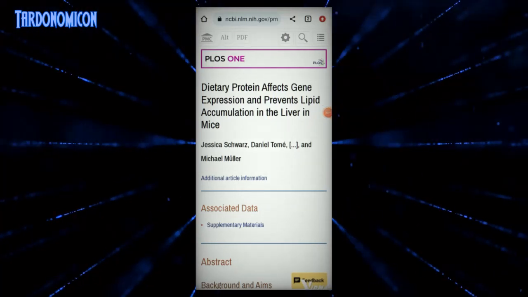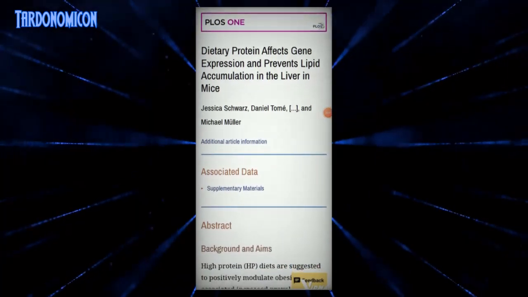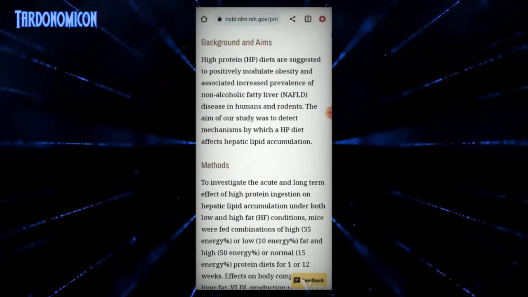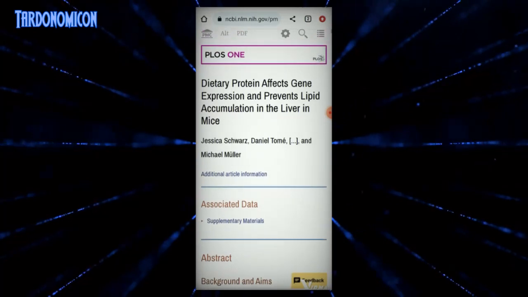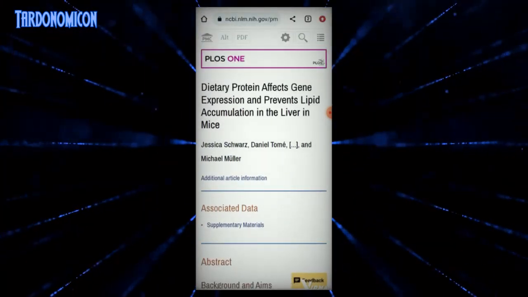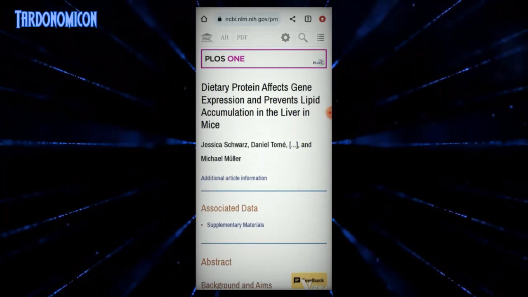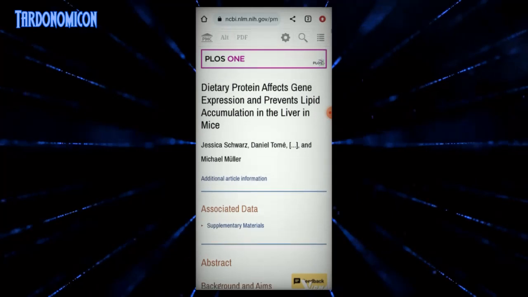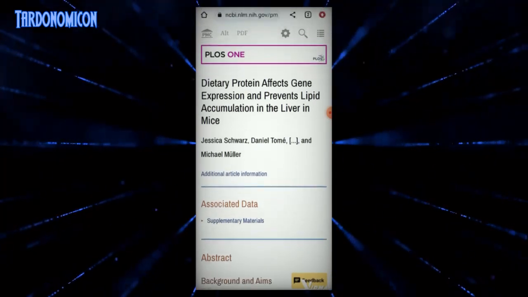Diet affects gene expression and prevents lipid accumulation in the liver. This is one of the reasons I gave up a low-protein, starch-centered diet like McDougall suggested, because, to be quite honest, eating a super high carbohydrate, low-protein diet was affecting my triglycerides.